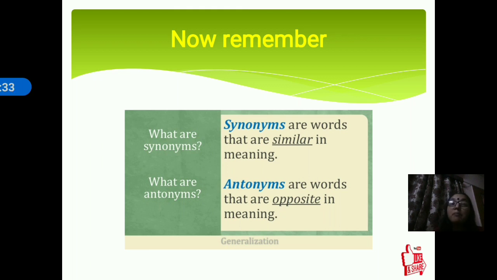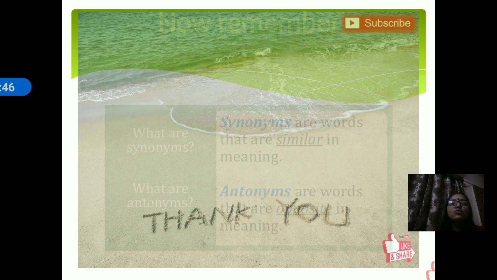Now children, remember one thing. Let's recapitulate. What are synonyms? Synonyms are the words that are similar in meaning. And what are antonyms? Antonyms are the words that are opposite in meaning. Okay, this was our topic.